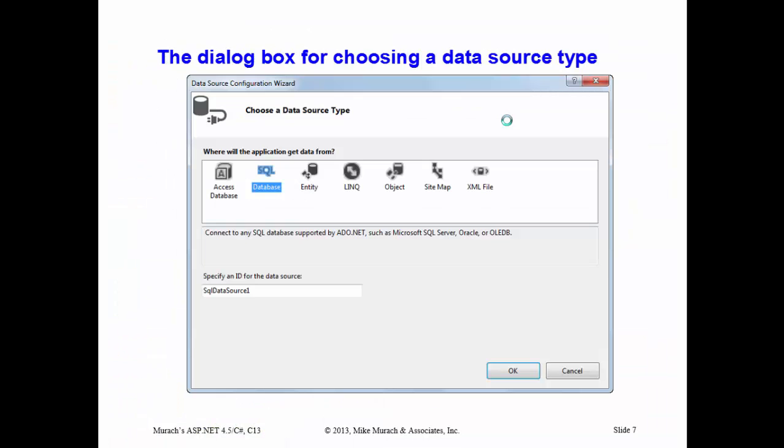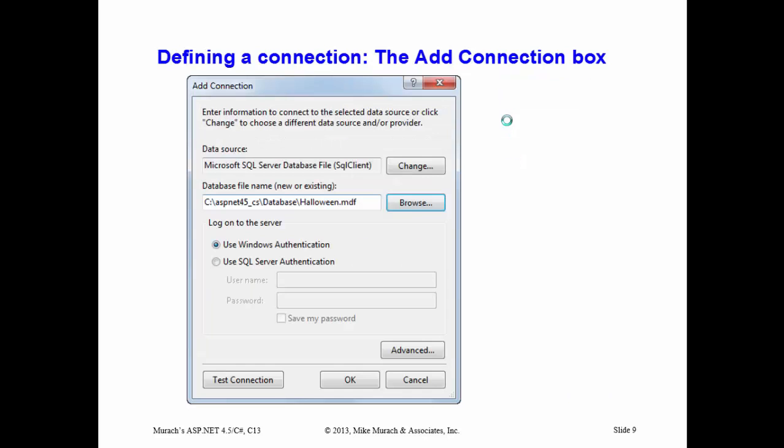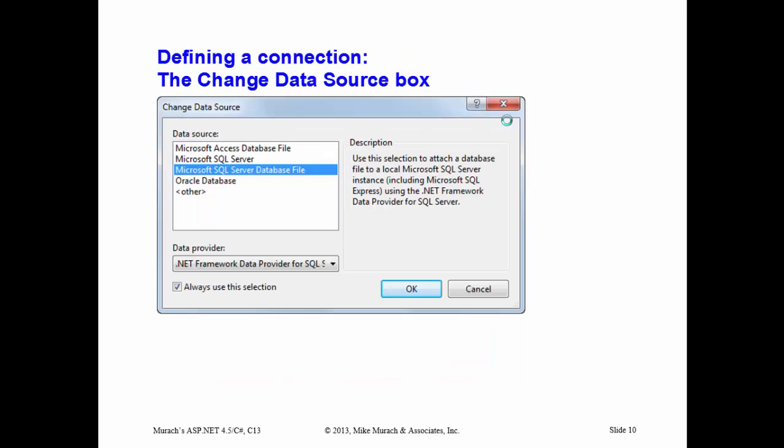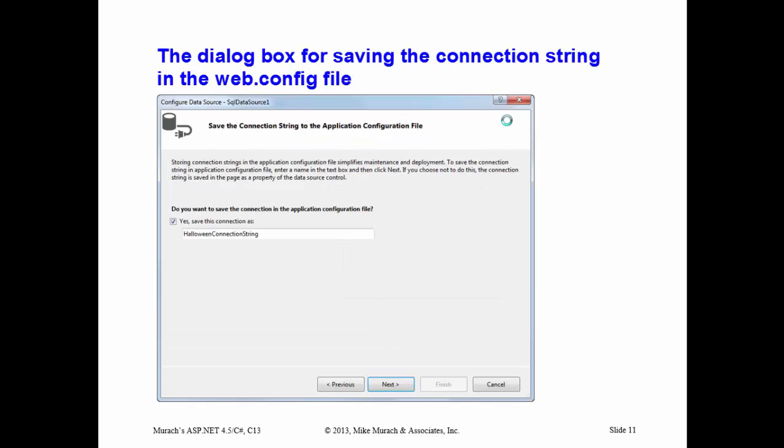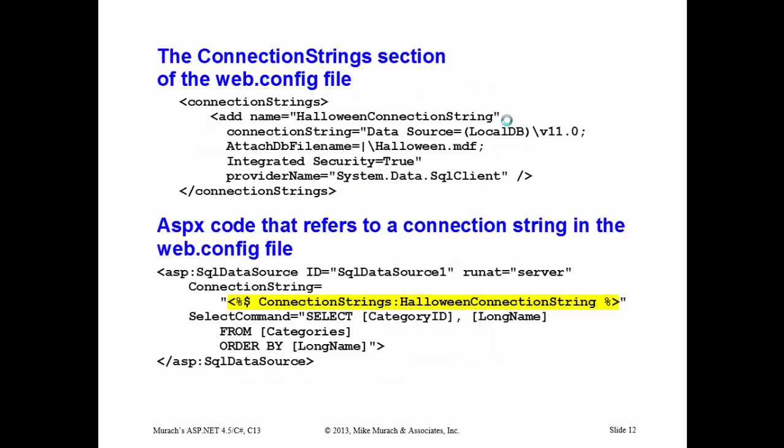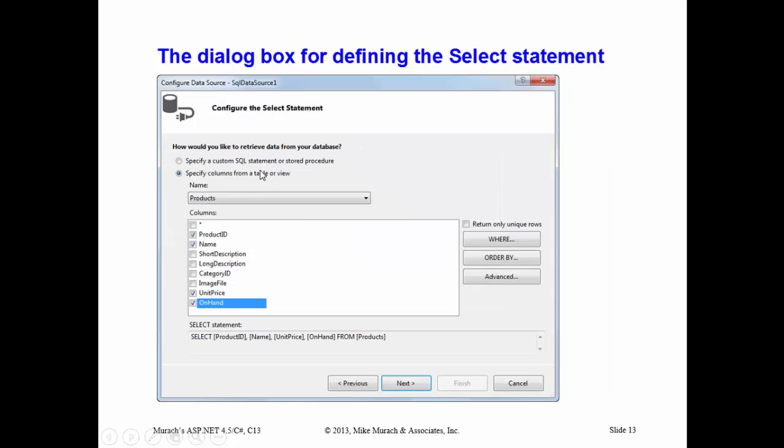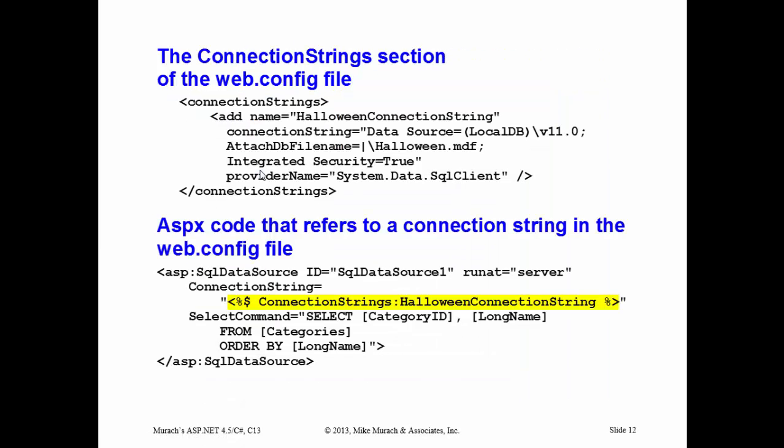So the next few slides just talk about walking through that widget, so I won't bore you with that. Adding connections, choosing different data sources, choosing the connection string, storing. So this is what actually gets stored in web.config. Where'd it go? There we go. And then we saw this down below already. That's the reference to that entry in web.config.